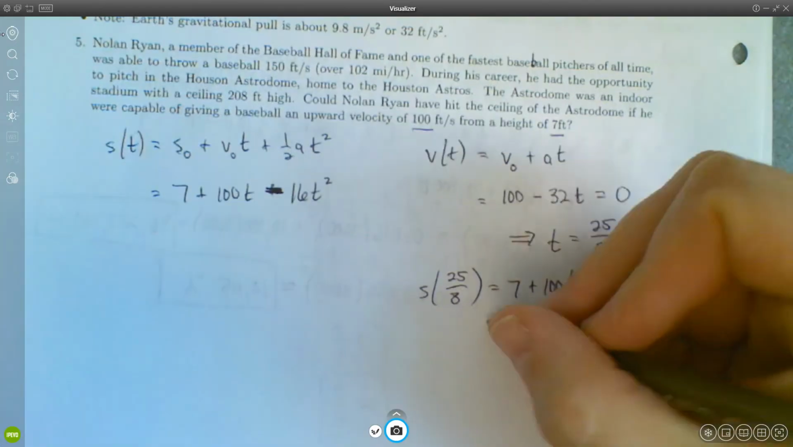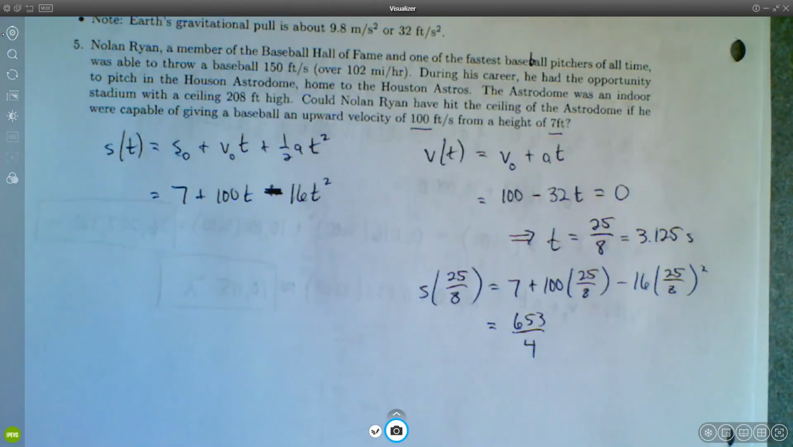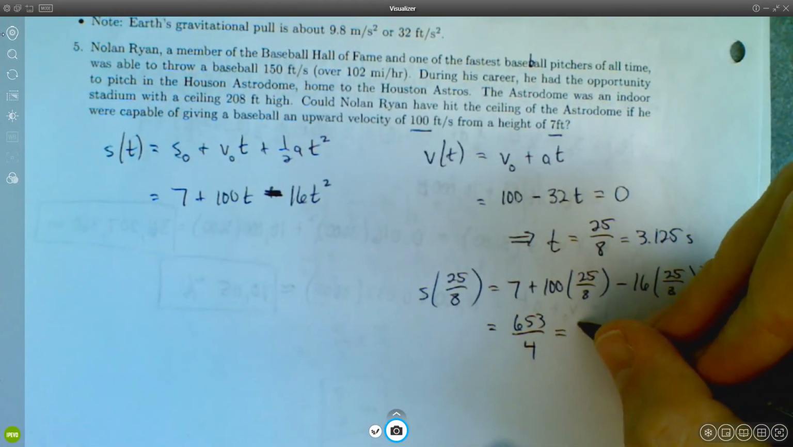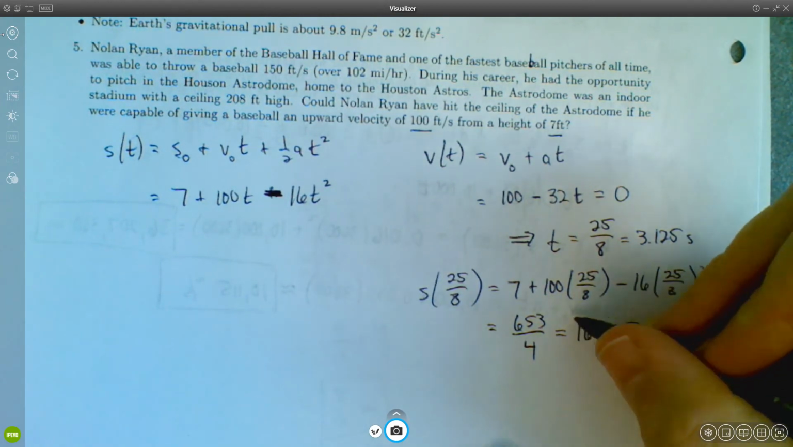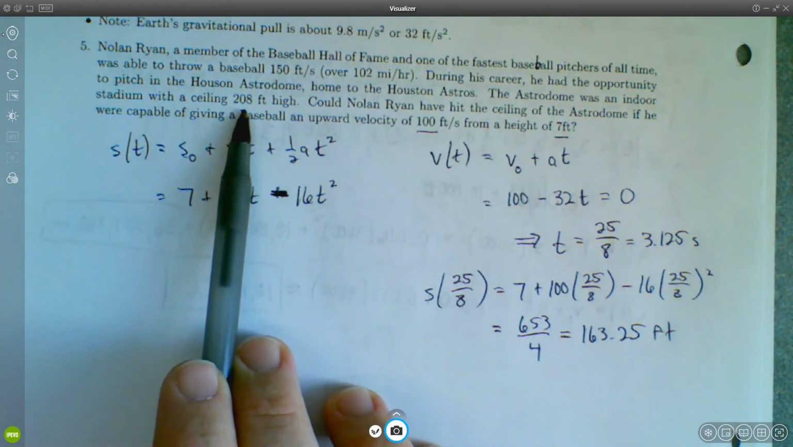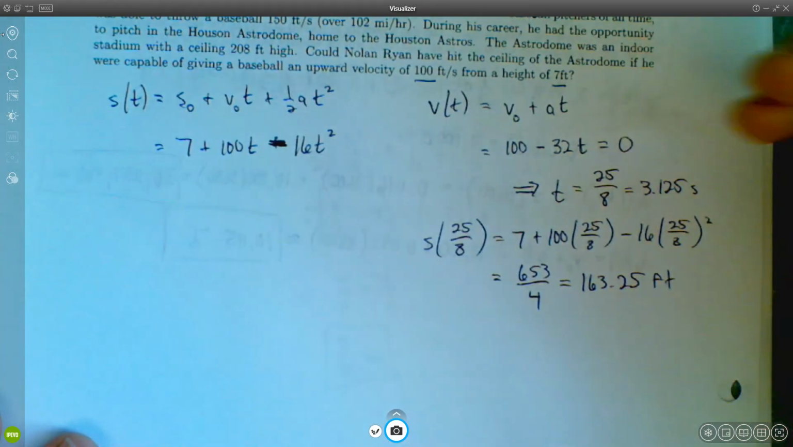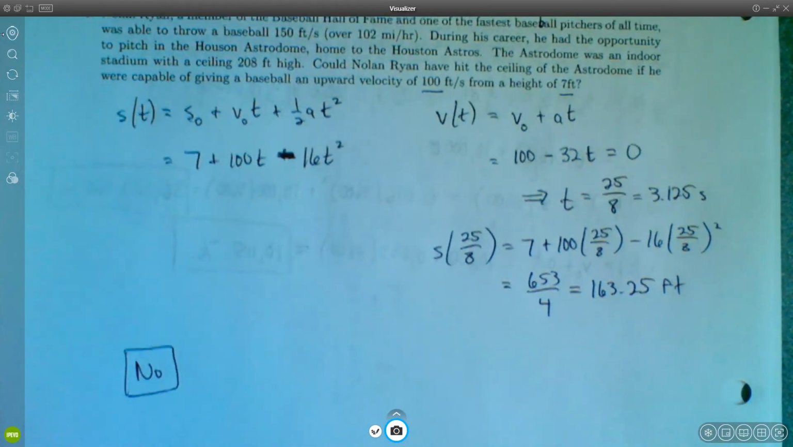That comes out to 653 over 4, which is exactly equal to 163.25 feet. So that's the maximum height of the ball. Does he hit the top of the Astrodome? No. The ceiling is 208 feet tall. So we say no, right? The answer to the question is no. Nope, he can't hit the ceiling.